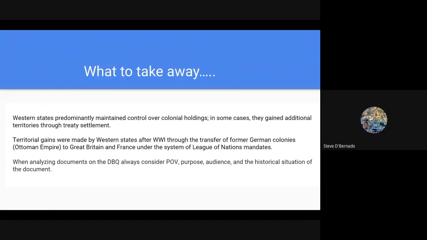What's important to remember? What should we take away? Well, in Section 1, Western states predominantly maintain control over their colonial holdings, this continued imperialistic influence, right? In some cases, they gained additional territories through treaty settlement, just like this mandate system. Territorial gains were made by Western states after World War I through the transfer of former German colonies, the Ottoman Empire, to Great Britain and France under the system of the League of Nations mandates. When analyzing the document on the DBQ, always consider the purpose in this specific instance. Let's move on to Section 2.